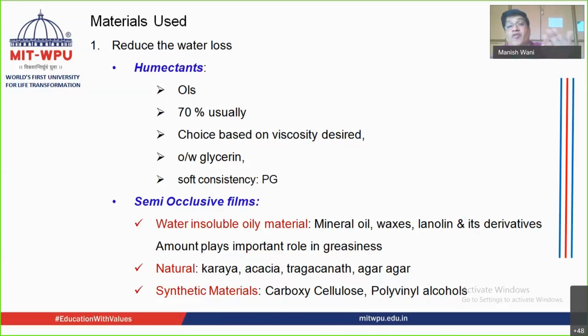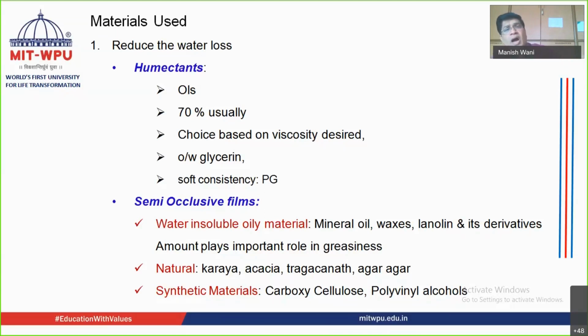But here the quantity of humectant that is used as the most important ingredient is going to be near about 70%. Again, the choice of the humectant is based on the viscosity that is desired by you. The higher you put your humectants, the higher you will get the viscosity. If you are preparing an oil in water kind of a cream, then the best choice is going to be your glycerin. If you want some softer consistency, then the choice would go for propylene glycol.